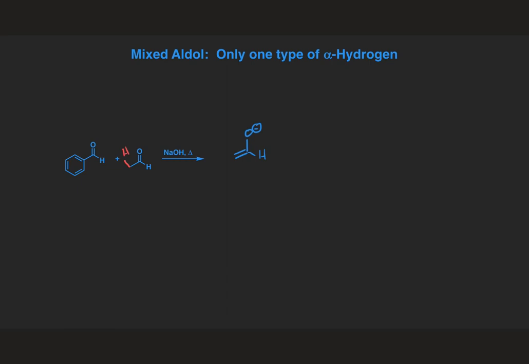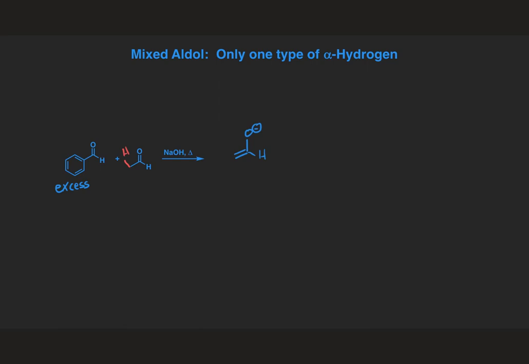If we were to set this reaction up such that we have excess benzaldehyde, then we can ensure that it primarily reacts with only benzaldehyde. And so if you want to do a crossed aldol reaction with only one type of alpha hydrogen, adding excess of the molecule that doesn't have any alpha hydrogens can help ensure that you only form one product.